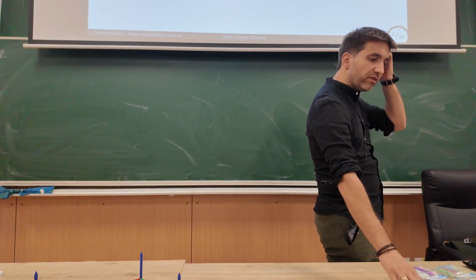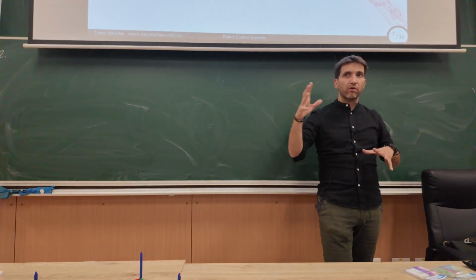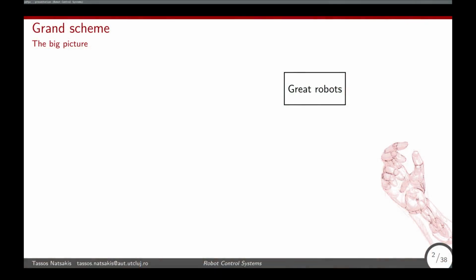But before we dive into the theory, I want to present you a little bit the big picture of what we're trying to do. So we talked last week in the introduction that we will discover different types of robots. And yes, we want to have robots that do fancy, nice things. But how do we get there? We need to go backwards and understand what elements we need in order to develop great robots.